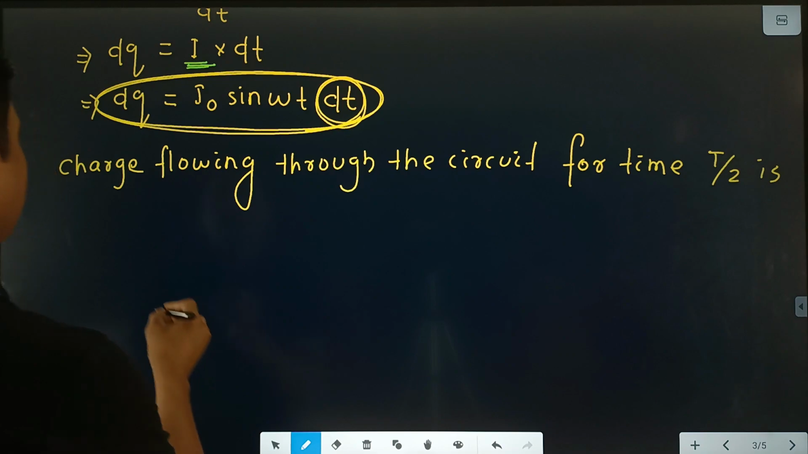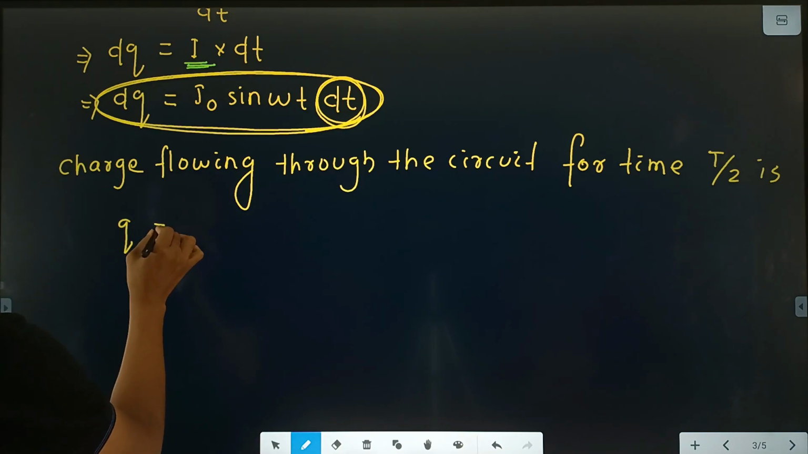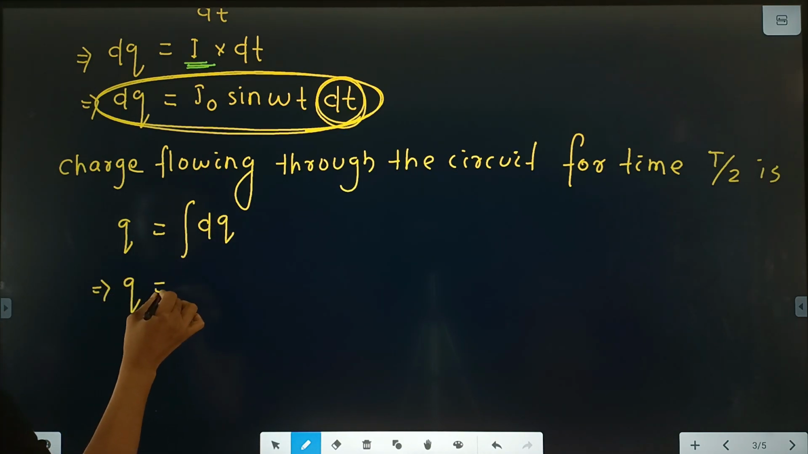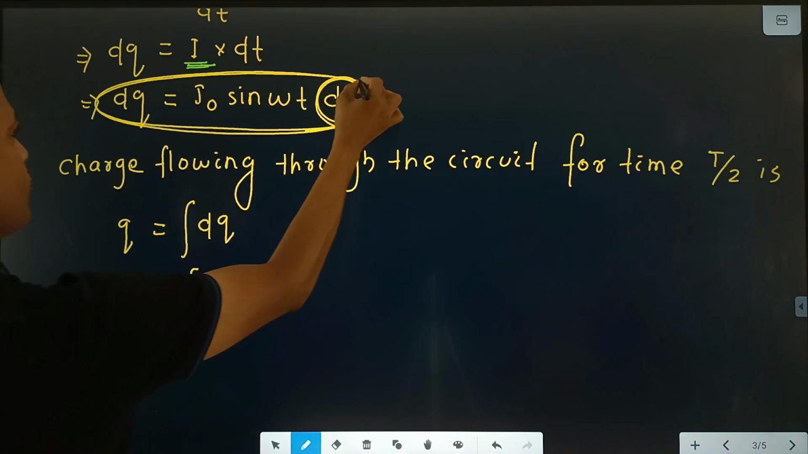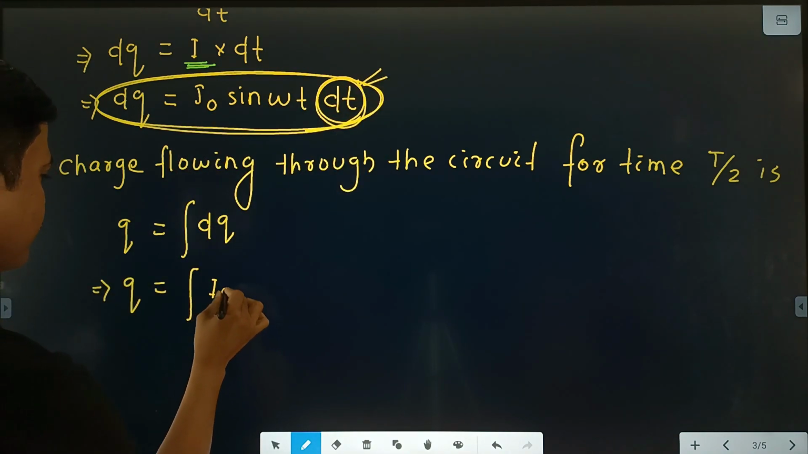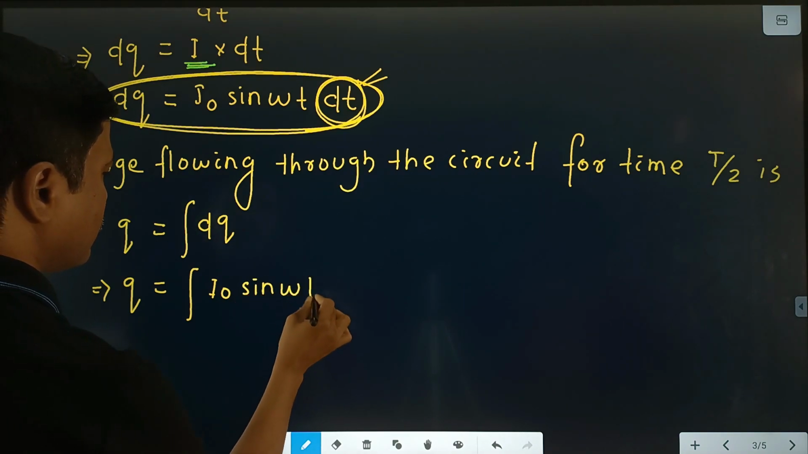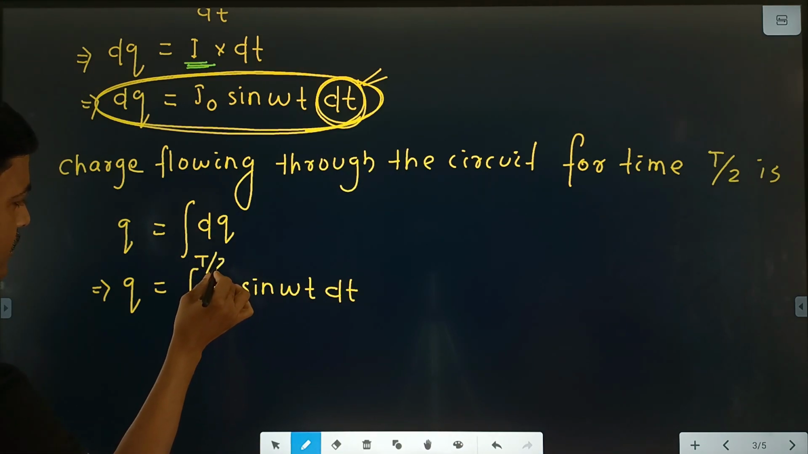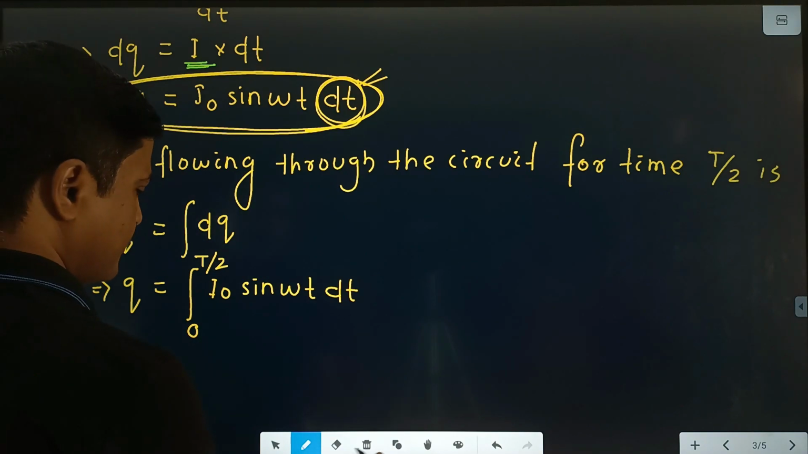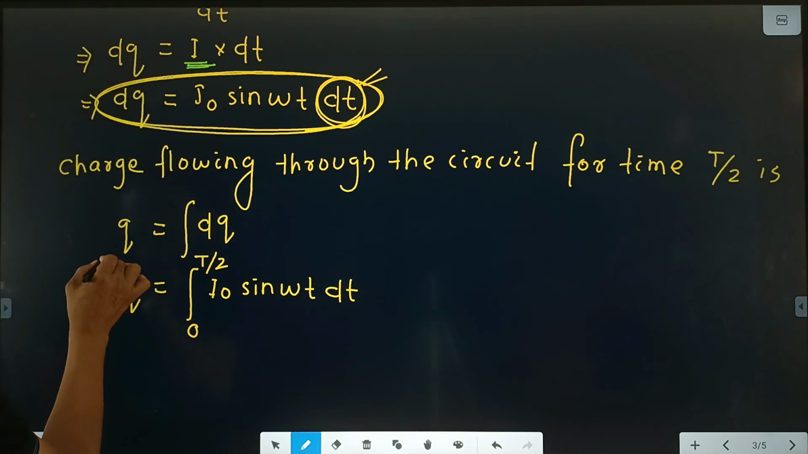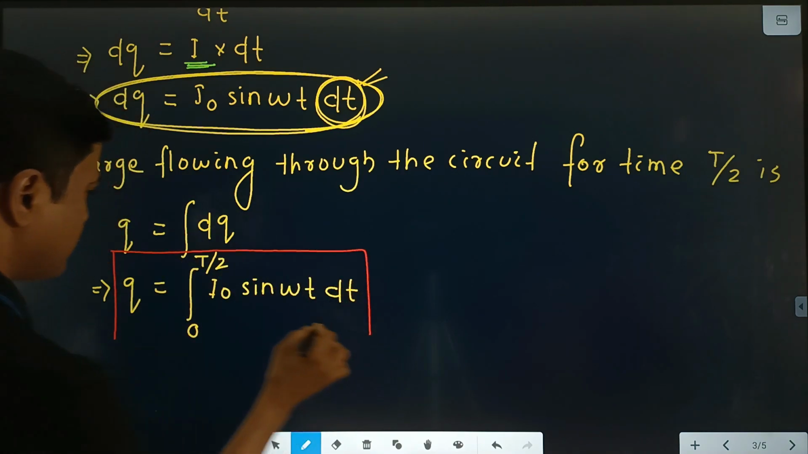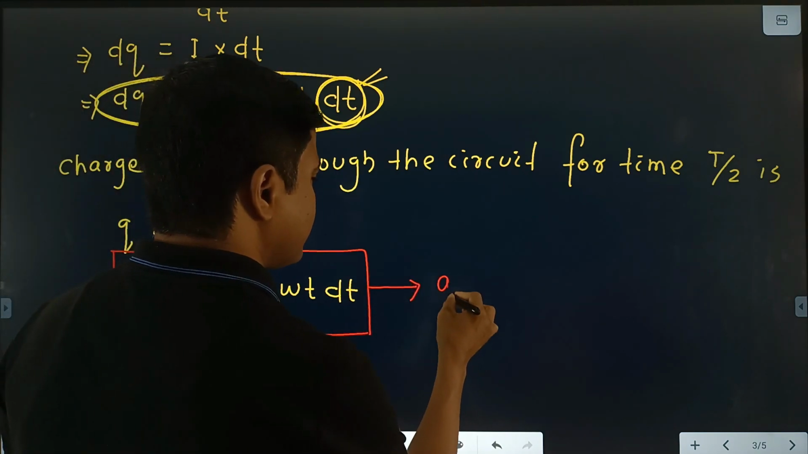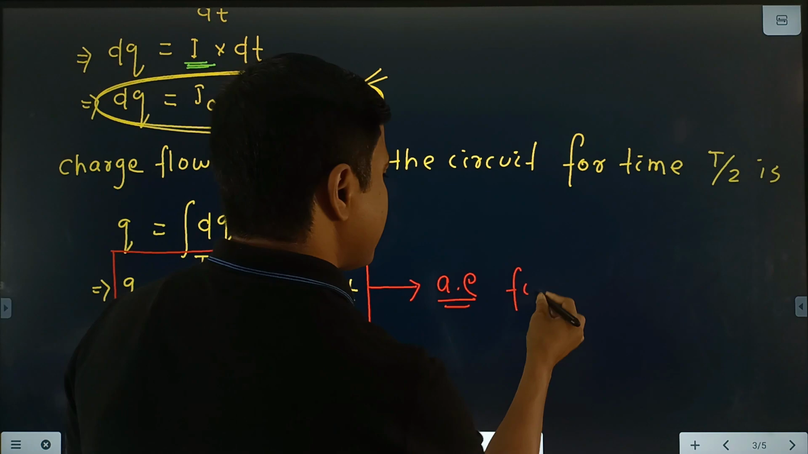Let Q be the net charge, that is the integration of dq. We write Q is equal to the integration, and in place of dq we put this expression, I0 sin omega t dt. The time is from 0 to T by 2 because it is for a half cycle. This is the total charge flowing through the circuit when alternating current is there, for half cycle.